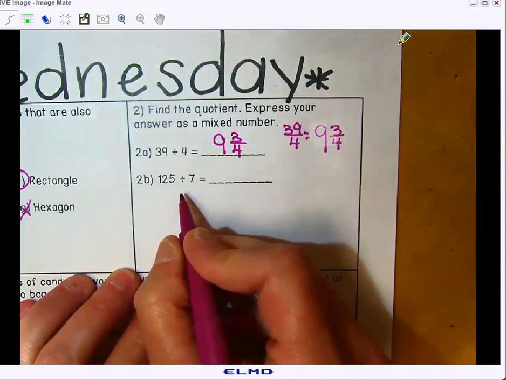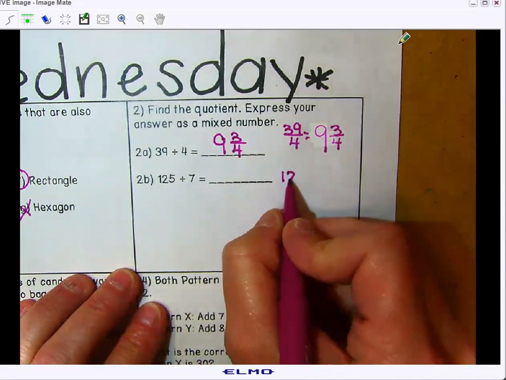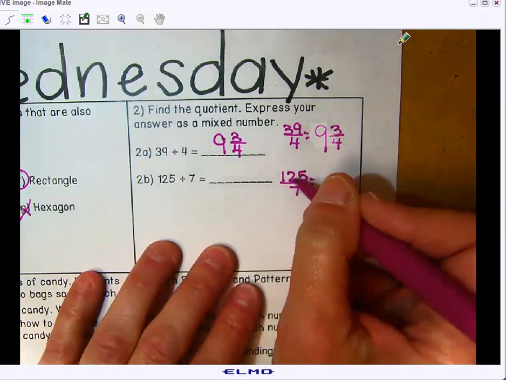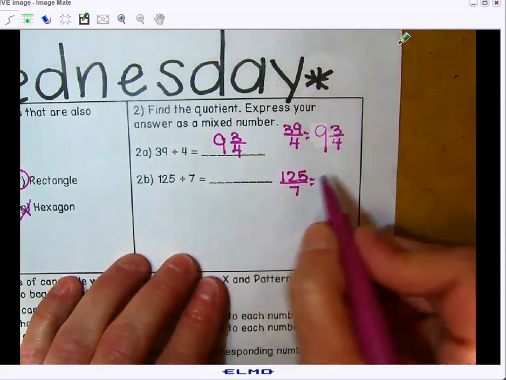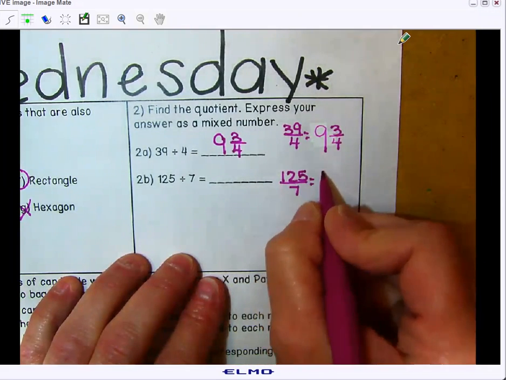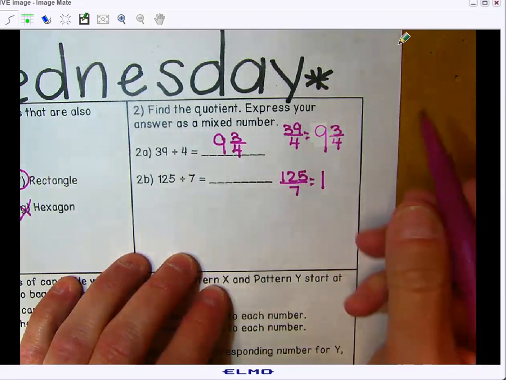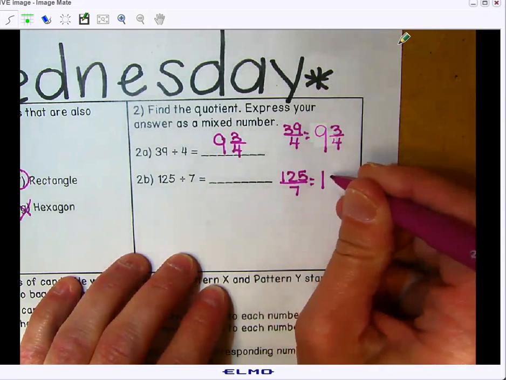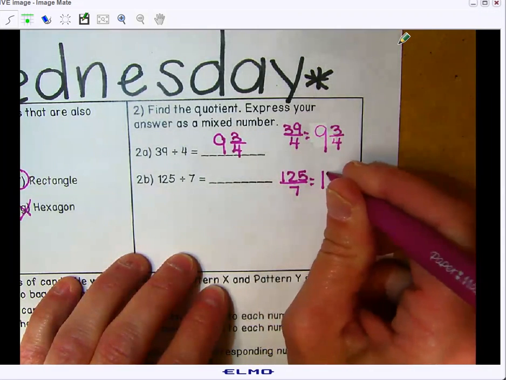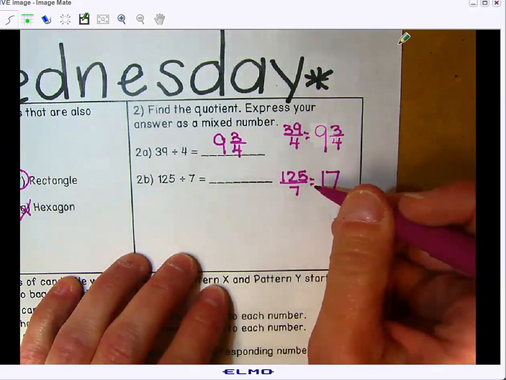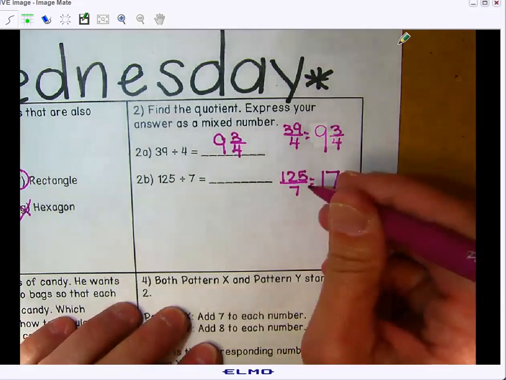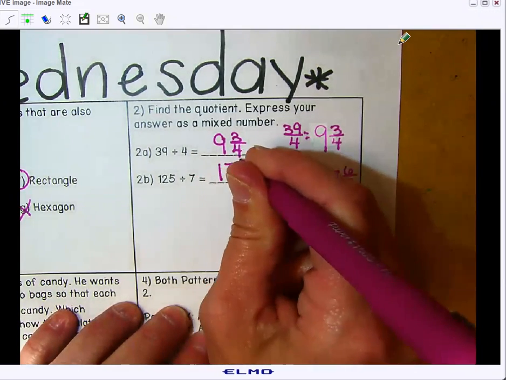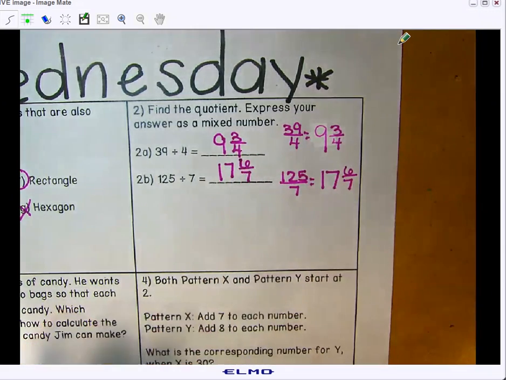Okay, for 125 divided by 7, it would be also 125 sevenths. So 7 can go into 12 how many times? 7 can go into 12 one time, and that's 5 left over. And then we bring down that 5, so 55. 7 can go into 55. So 8 times 7 is 56. So then 7 times 7 is 49. So 55 minus 49 is 6, and the denominator is 7. So 17 and 6/7 would be the mixed number.